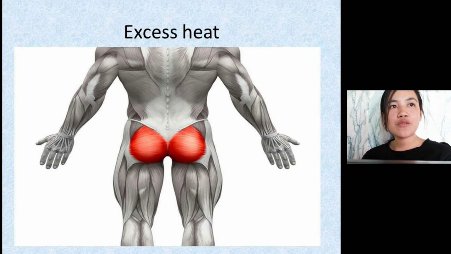In this slide, as we sit, the gluteus maximus is contracting. As we sit for a longer time, the gluteus continuously contracts and there is production of excess heat. The excess heat is transferred to the surface where we are seated. We have experienced that after we have sat, we touch the surface of the chair and it feels warm. So this process is responsible for it.